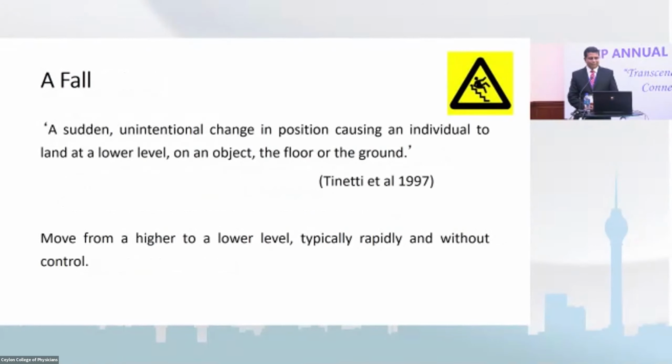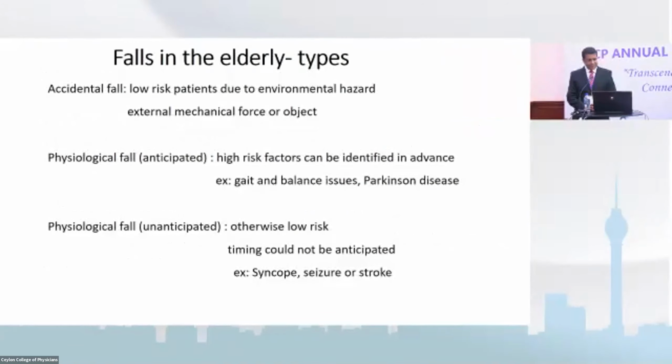So a fall is a sudden unintentional change in position which causes an individual to land at a lower level, either on an object or on the floor. So there are different types of falls. Basically, if you think about younger people, we talk about accidental falls, like a fall from a height. These young patients are low risk. Why are they falling? Because of an environmental hazard or external mechanical force.